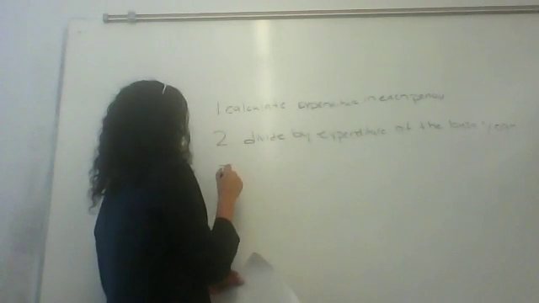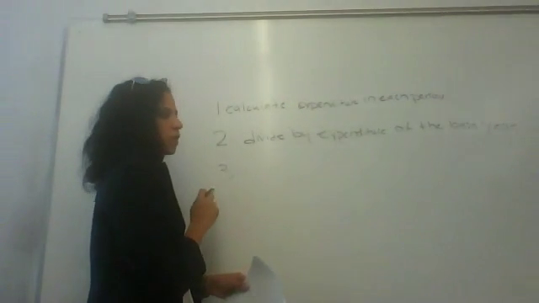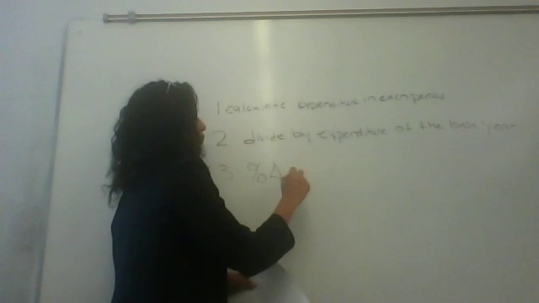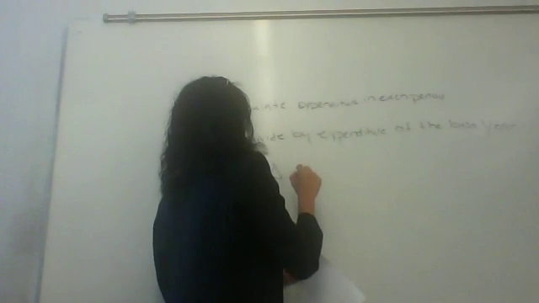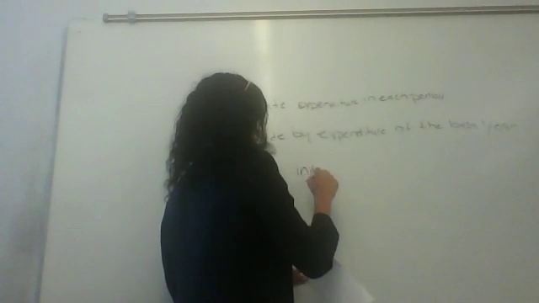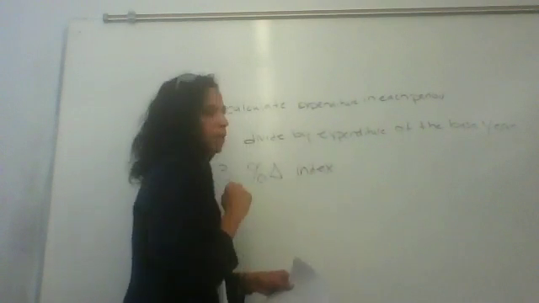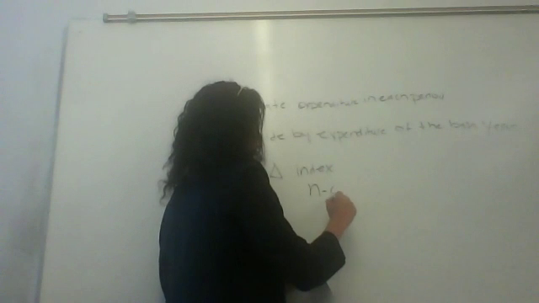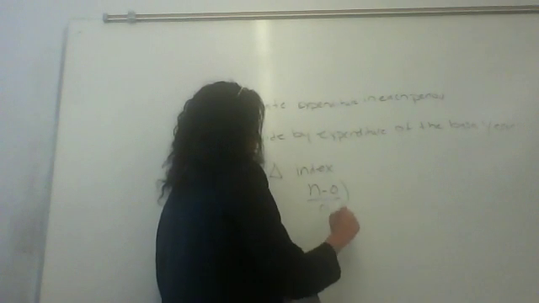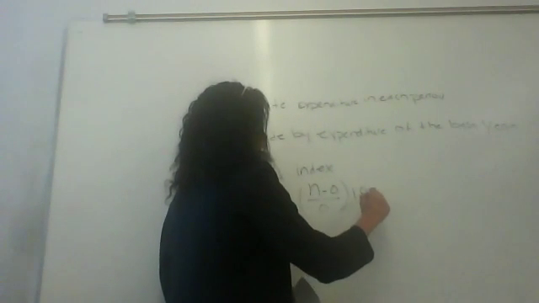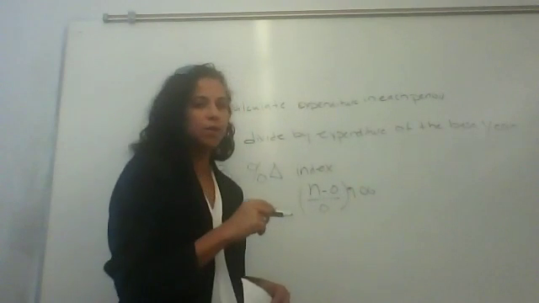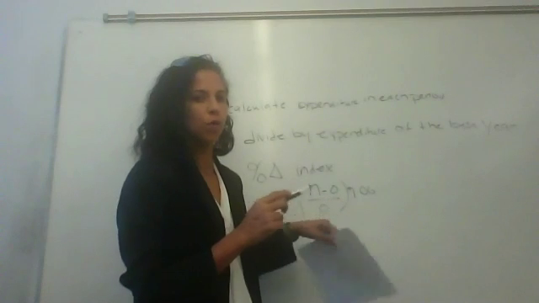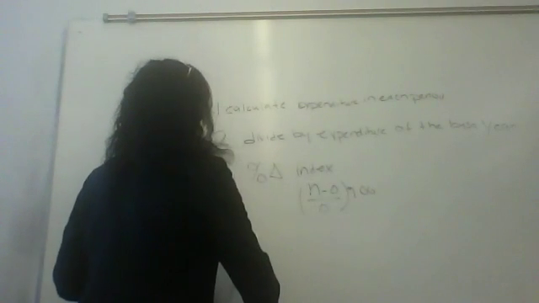Then in order to calculate the inflation rate, you're going to do a percentage change between the indices. Right? And you want to make sure you know how to do a percentage change: new minus old over old times 100. All right? It's not one subtracted from the other. It's new minus old over old. This will always give you a percentage change.